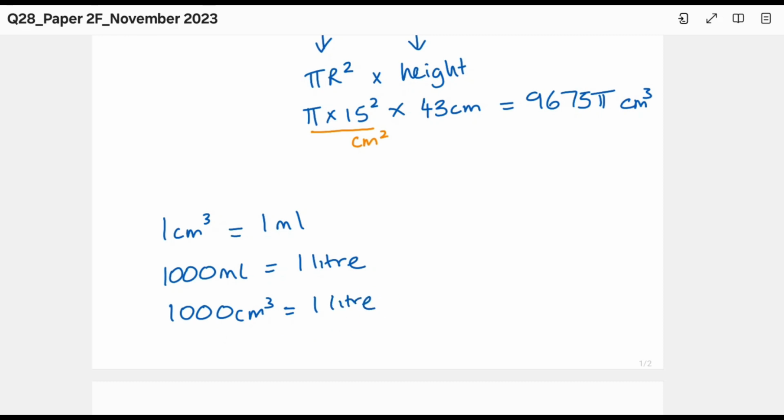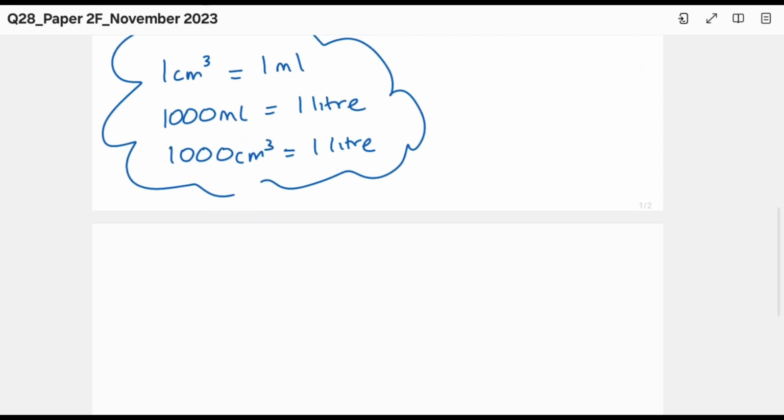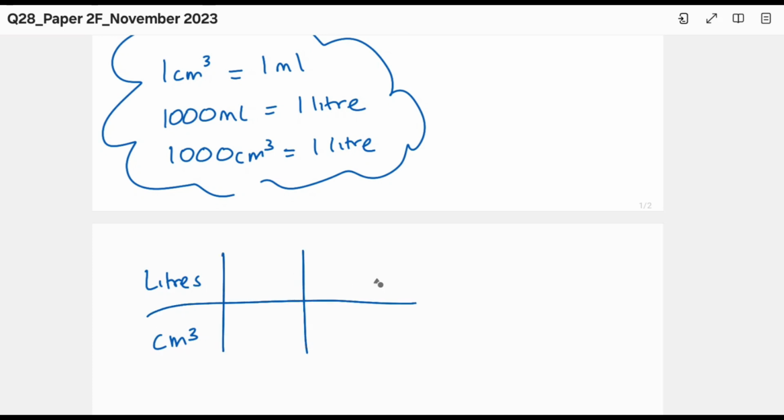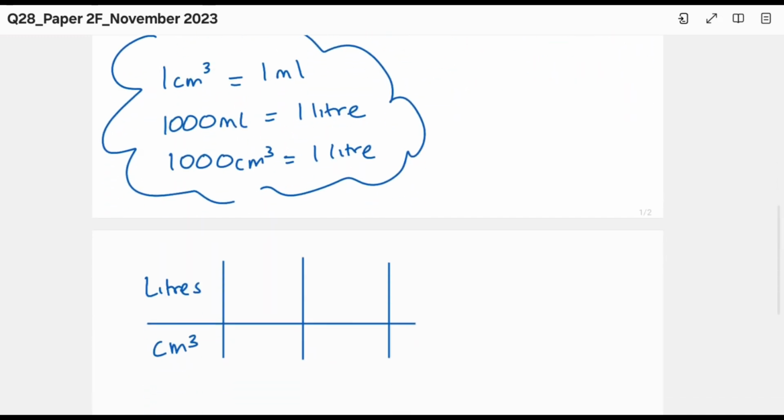Okay, so this is an important conversion to know. Right, and we're going to use this now. So if we have liters at the top here, and we have centimeter cubed, we're going to do a conversion. I like tables, so I'm going to use a table for this section. I'm going to put what we know. So I'm going to put 1 liter. This is what we know already.